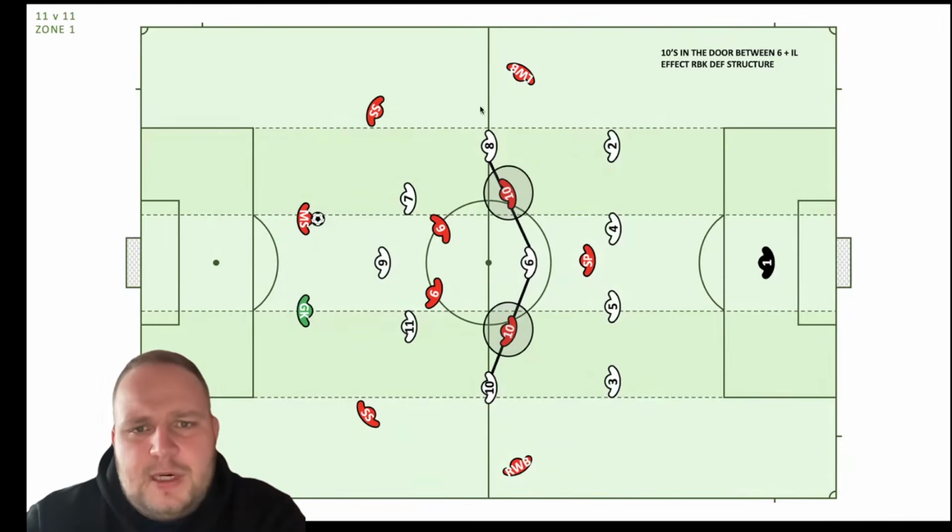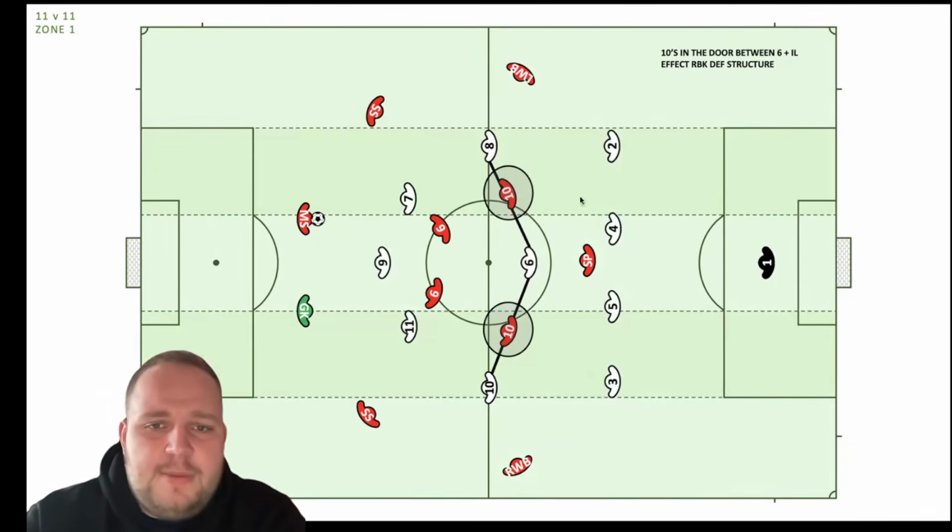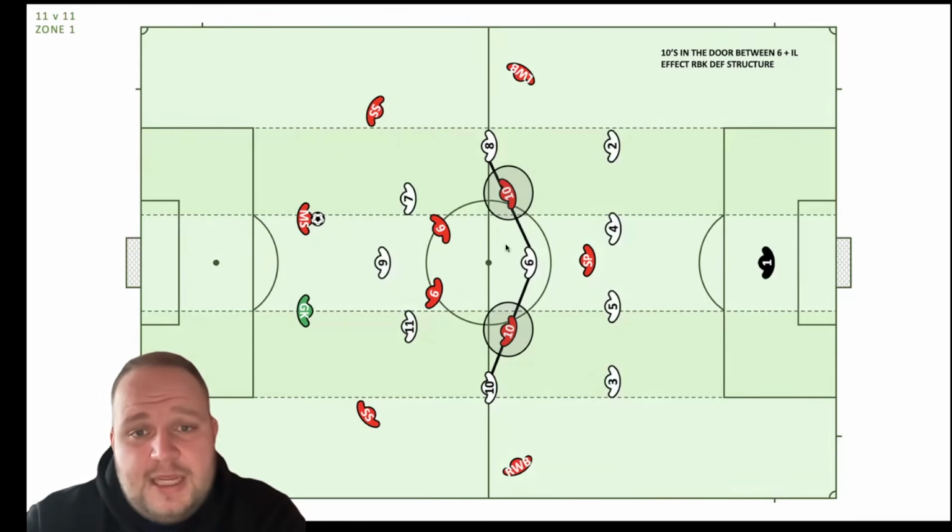A couple of reasons why is that it gives a little bit of a decision for the outside central midfielder. Do they step out to press? Do they hold that position? Okay, if they hold, then we give our side centre backs a little bit more time on the ball. If they step out, then we potentially have the opportunity to either play into a six, then into a 10, or straight into the 10.